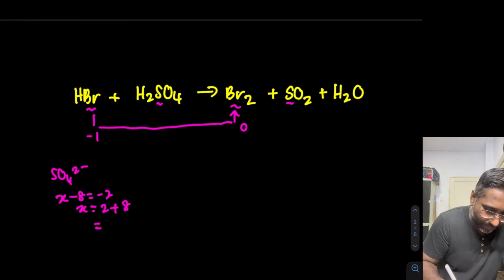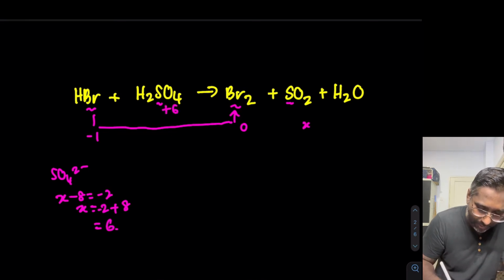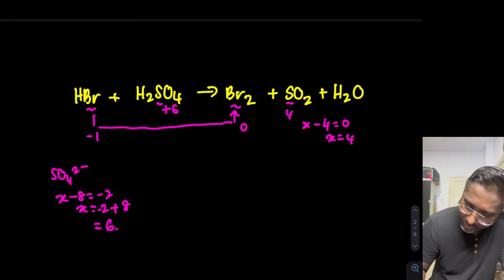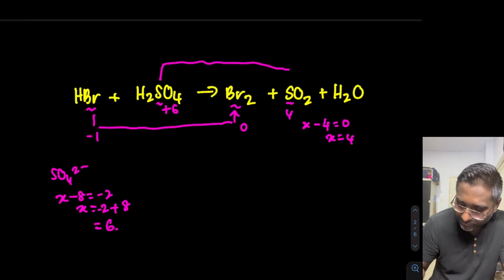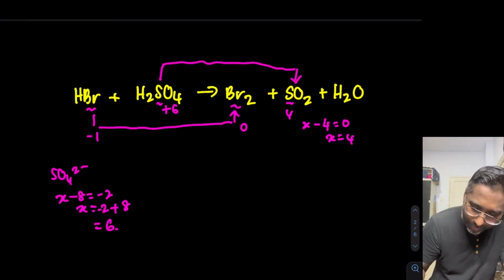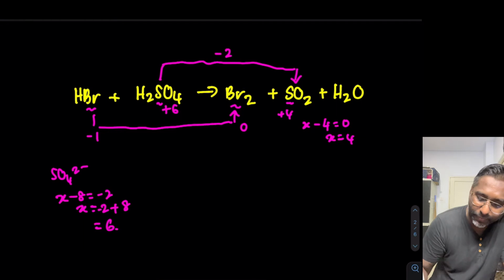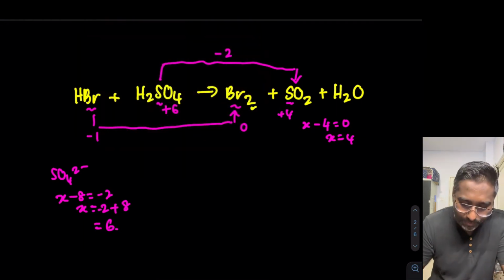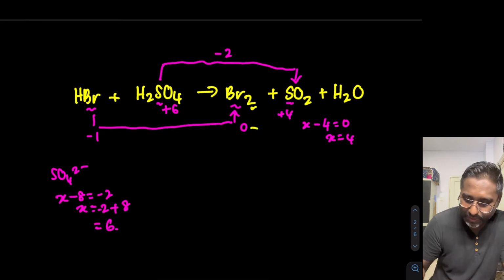SO4 2 minus, x minus 8 equals -2, x equals -2 plus 8. So I am going to get 6, plus 6. So this is plus 6, and this is going to be x minus 4, 2 times -2 equals 0, x equals 4. So this sulfur is going to be 1, so there is no issue for sulfur. From plus 6 to become 4, that's going to be a decrease of 2 units. But for Br, we need to be careful, because we are dealing with 2 atoms of Br.